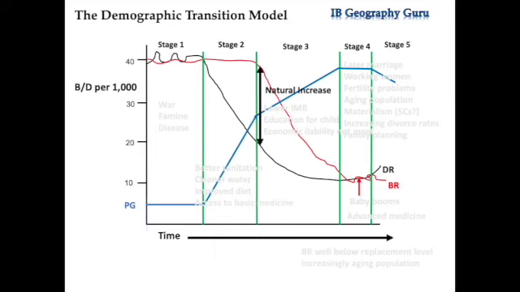Now, the line you see there is what we call natural increase. It's simply the difference between the birth rate and the death rate. So in this case, we have a birth rate of about 38 per 1,000 and a death rate of about 19 per 1,000. So the actual natural increase will be 19 per 1,000.